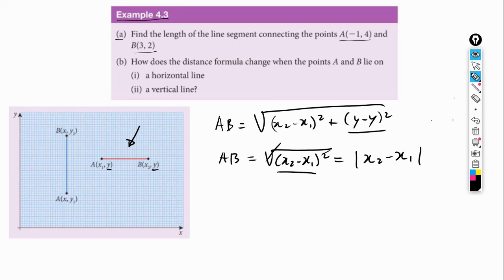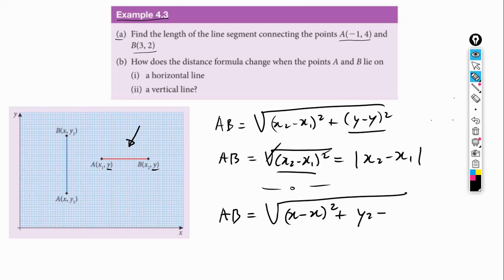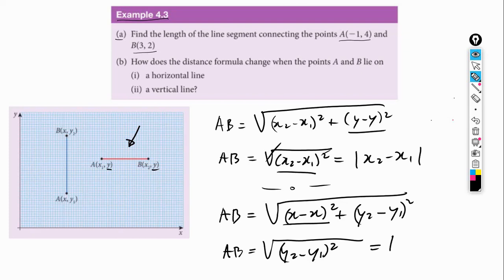How about the other case? Case 2, a vertical line. So for case 2, the distance AB is going to be the square root, and notice that the x-coordinate is the same because it's a vertical line. So it's going to be (x minus x) squared plus (y2 minus y1) squared. And like the previous situation, this is just 0, and we're going to get that AB is equal to the square root of (y2 minus y1) squared, and then this comes out of the square root, and it's going to be the absolute value of y2 minus y1.